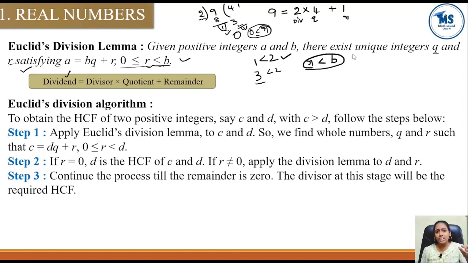If your r is greater than b, you can divide it again, no? So there's no point in having r greater than b. So r is always less than b. Okay, remember this condition. This is also important.